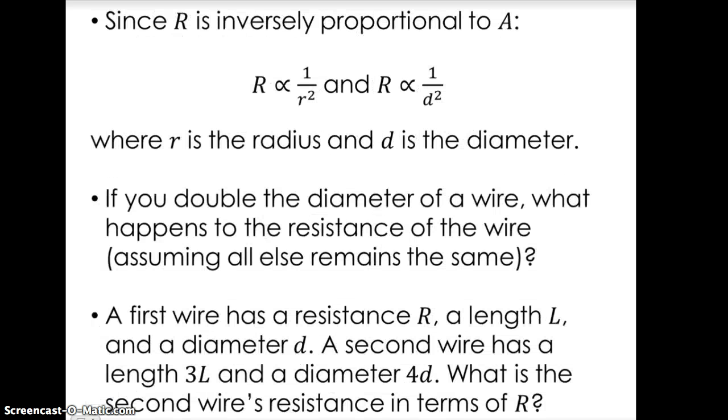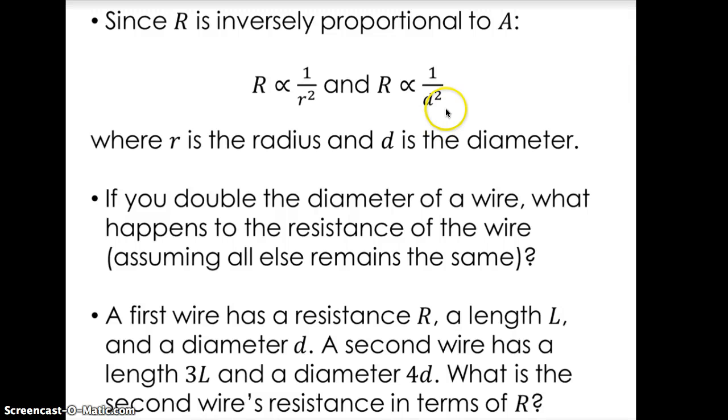Now, because the resistance R is inversely proportional to the area, that means it's proportional to 1 over the radius squared. Similarly, we could also say it's proportional to 1 over the diameter squared, right? So there are problems we can solve where we say if you double the diameter of the wire, what happens to the resistance of the wire? Of course, assuming that everything else stays the same. So go ahead and solve that.